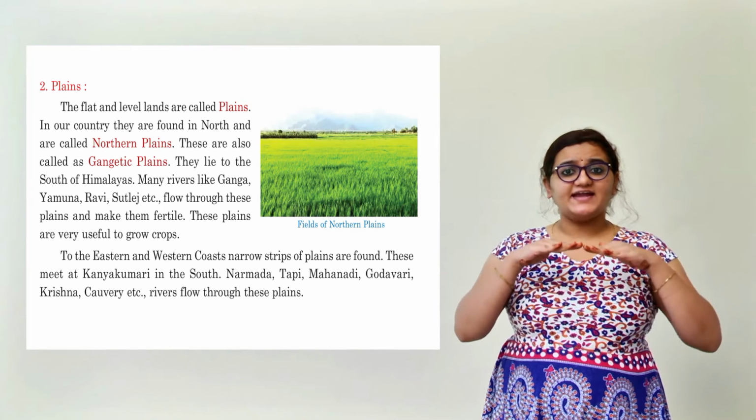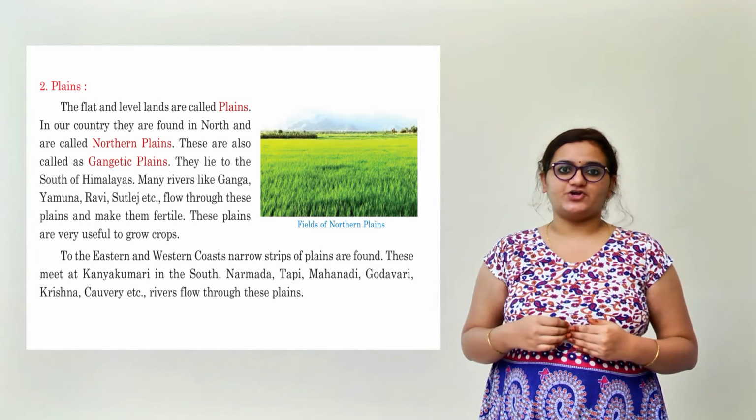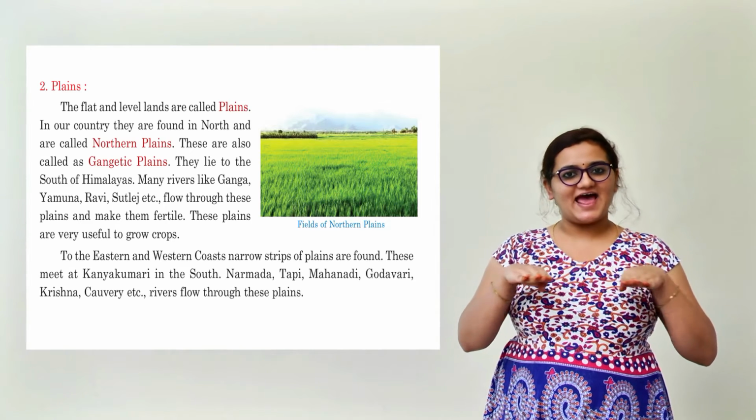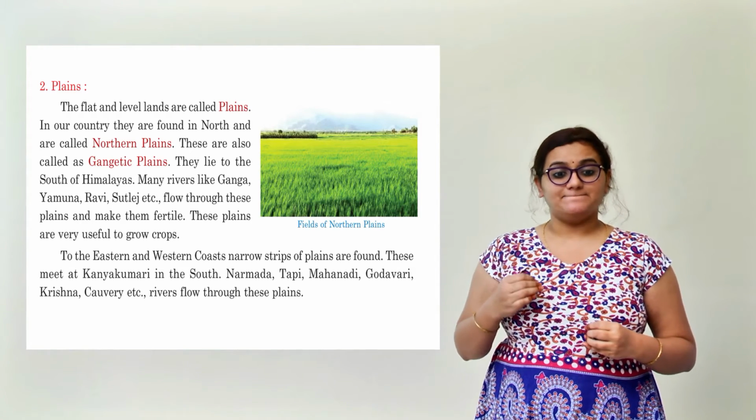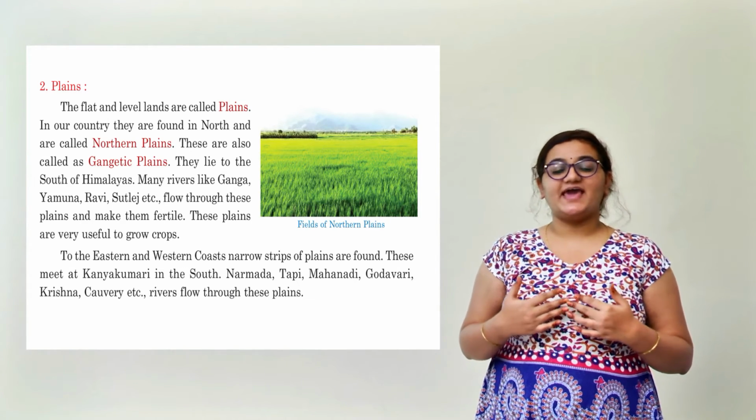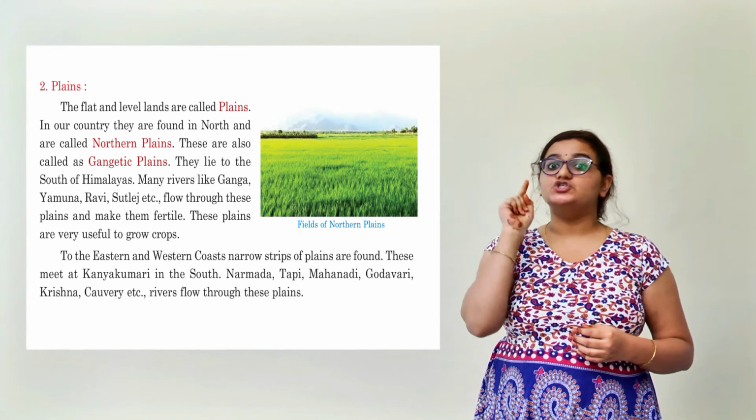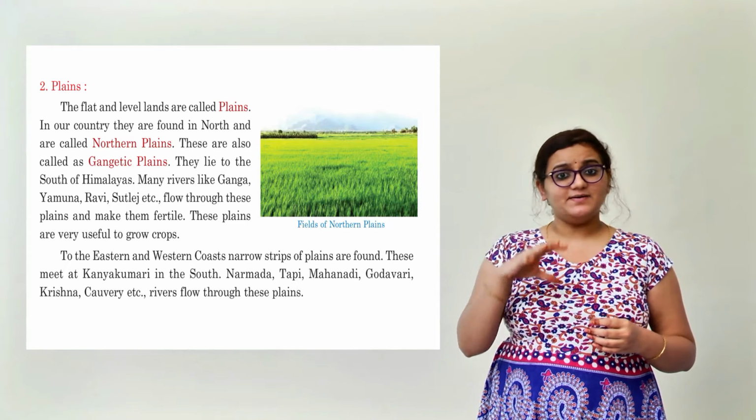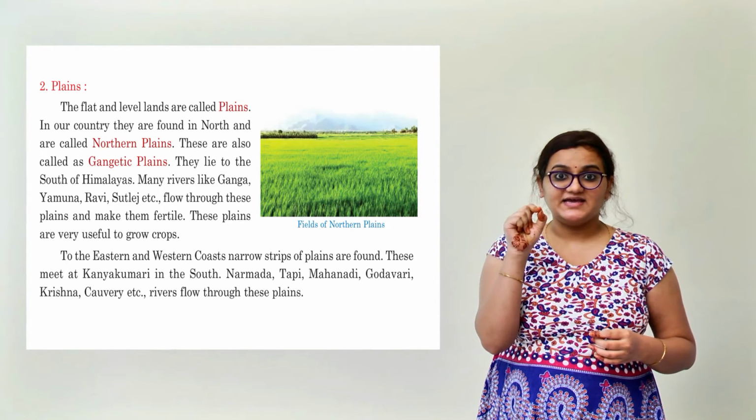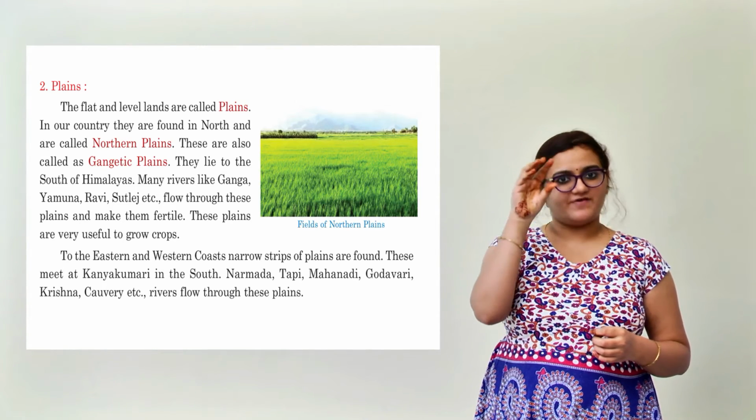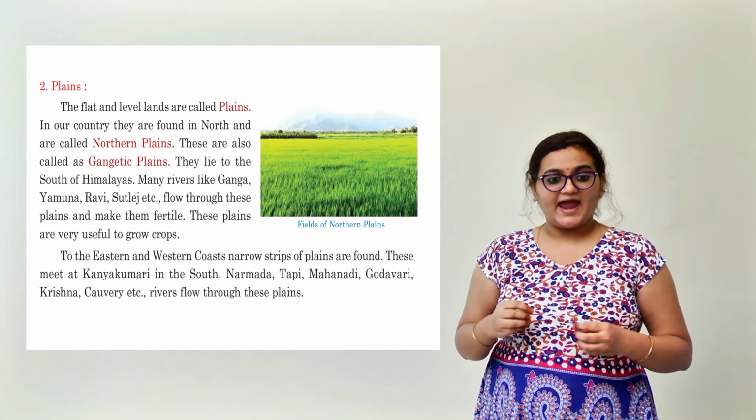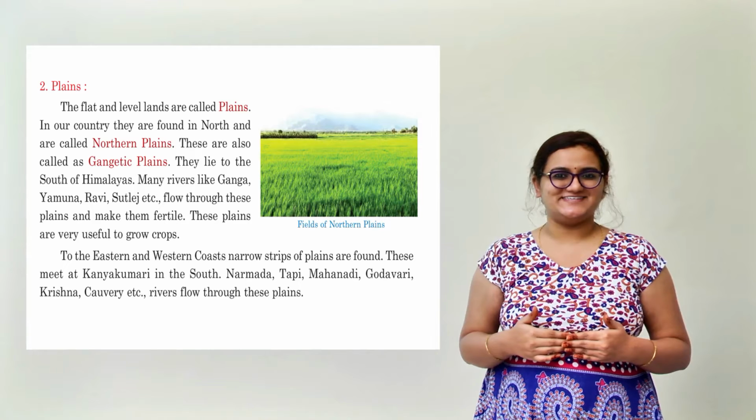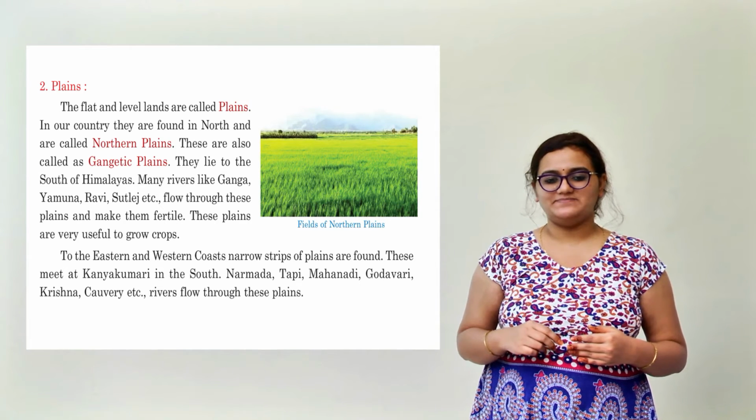They are flat and leveled lands which are called plains. As the name itself indicates, they are flat lands. In our country they are found in the northern part. Just open the map on your first page and you can see the plains. Which color is the plain? Yes, the green color. They are found in the northern part, and they are also known as Gangetic plains. Why are they known as Gangetic plains? Can you think for a while?